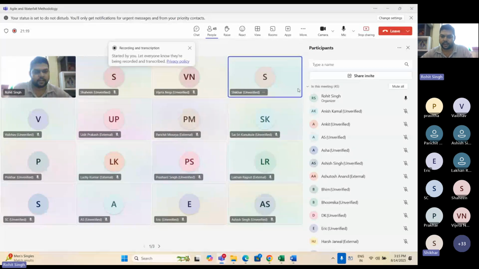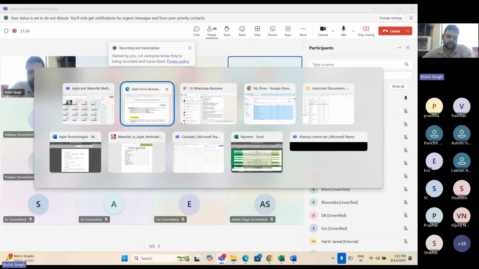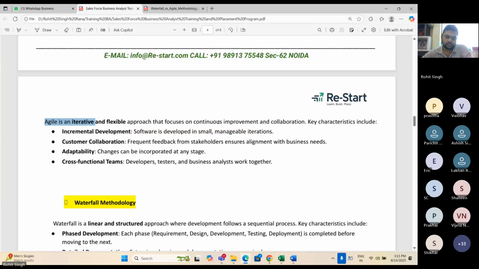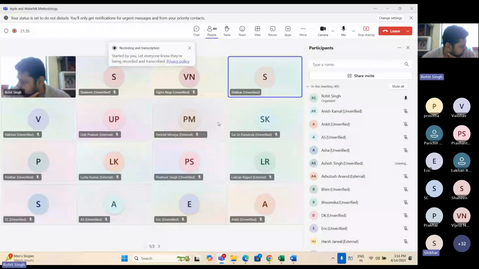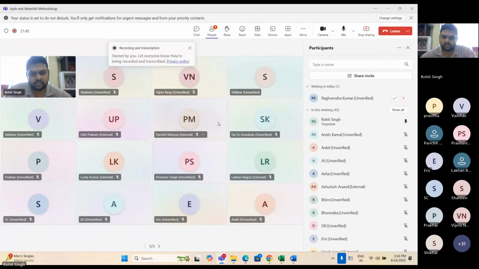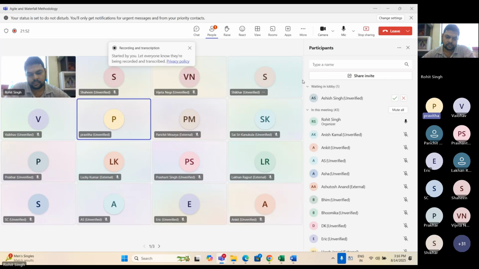Shikhar bhai and all, any insight on this? Agile is iterative. Repetitive. Absolutely. Continuously changing. Sorry, Parijit, I didn't get it. Agile is a flexible way of managing projects where work is done in small and repeatable steps.